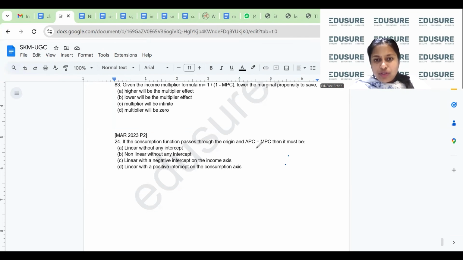If the consumption function passes through the origin and APC is equal to MPC, then it cannot have an intercept, because APC equal to MPC means the function is of, let's say, this format. Only then will APC be equal to MPC. So it must be linear without any intercept. It cannot have any intercept.